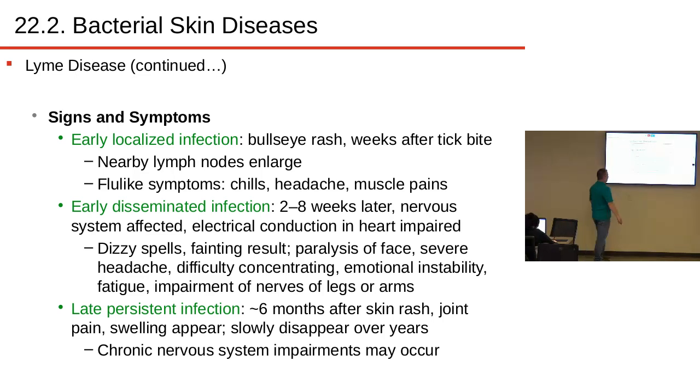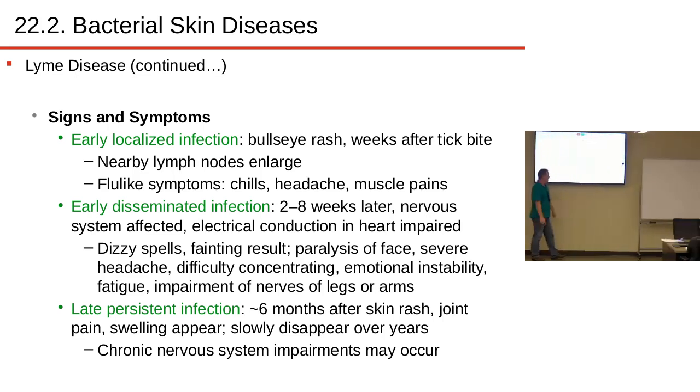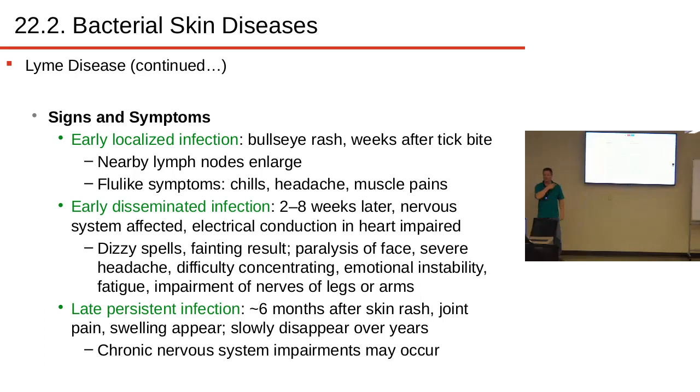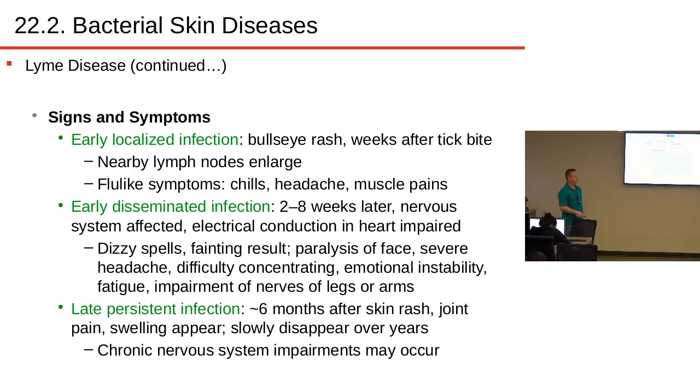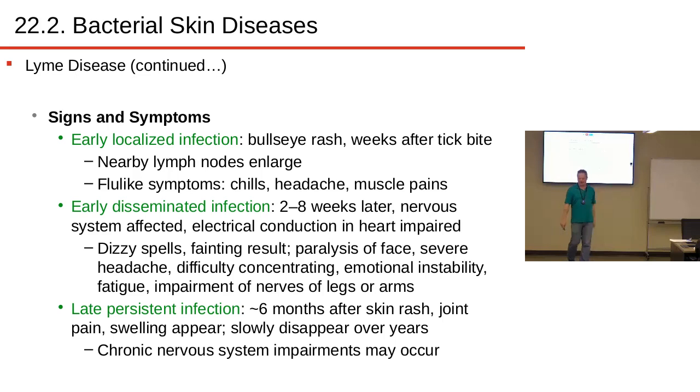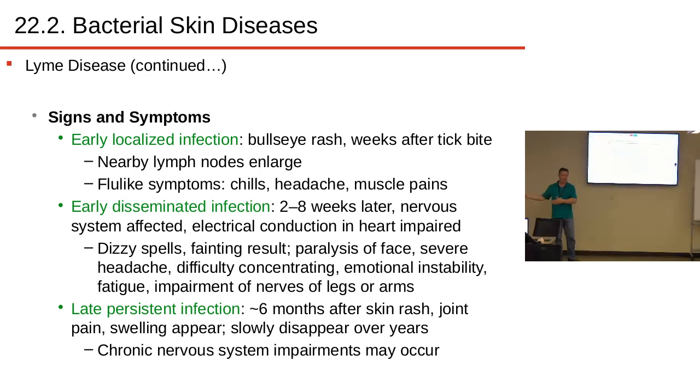Late persistent infection, 6 months after that skin rash that we initially started with, so almost half a year later. Joint pain and swelling appear, slowly disappear over the years, and you'll end up with chronic nervous system impairments in some people. My great aunt just passed away last year. She had Lyme disease for 35 years. She got bit by a tick out in her orchard, and she lived with it for 35 years.